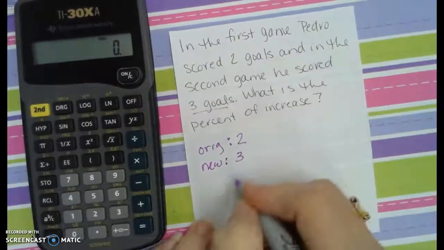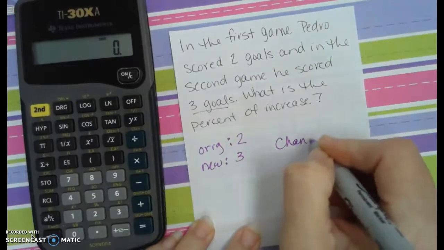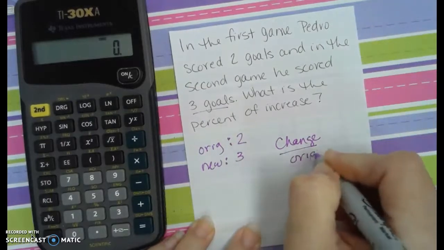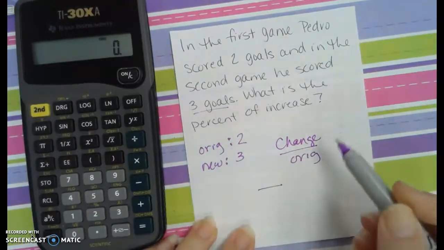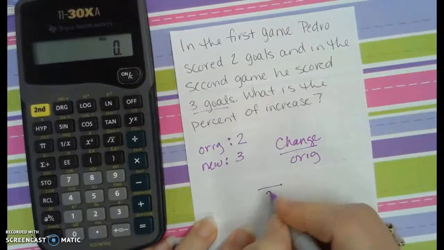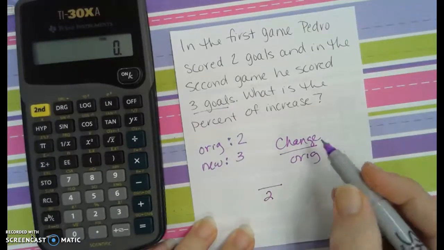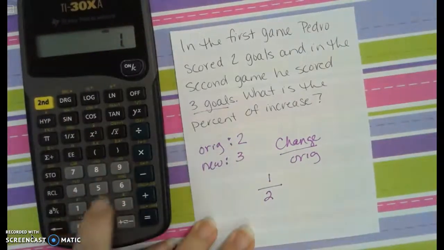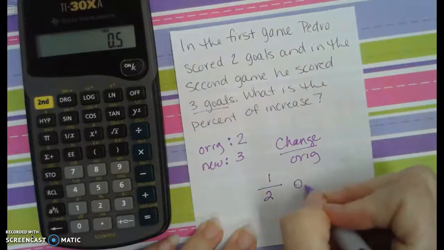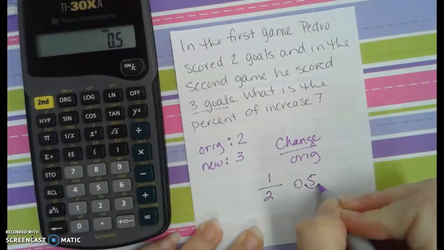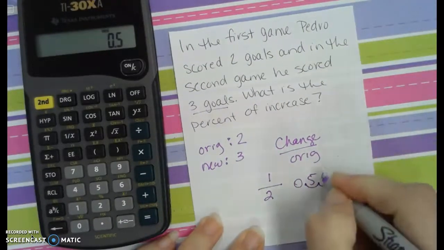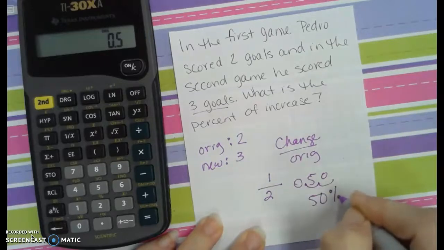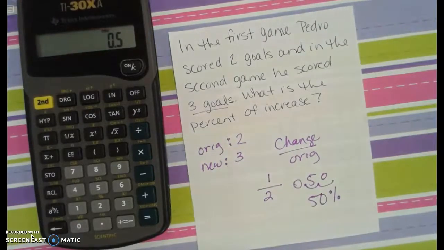Same formula, change over original. So the 2 is going to go on the bottom, and how much did it change? If you subtract those two numbers, you get 1. So if you punch in 1 divided by 2, you still got 0.5, same answer. That's just coincidental. They're not going to all be 50%. But that is going to be a 50% increase as well. So change over original and then go to a decimal. That's all you have to do.